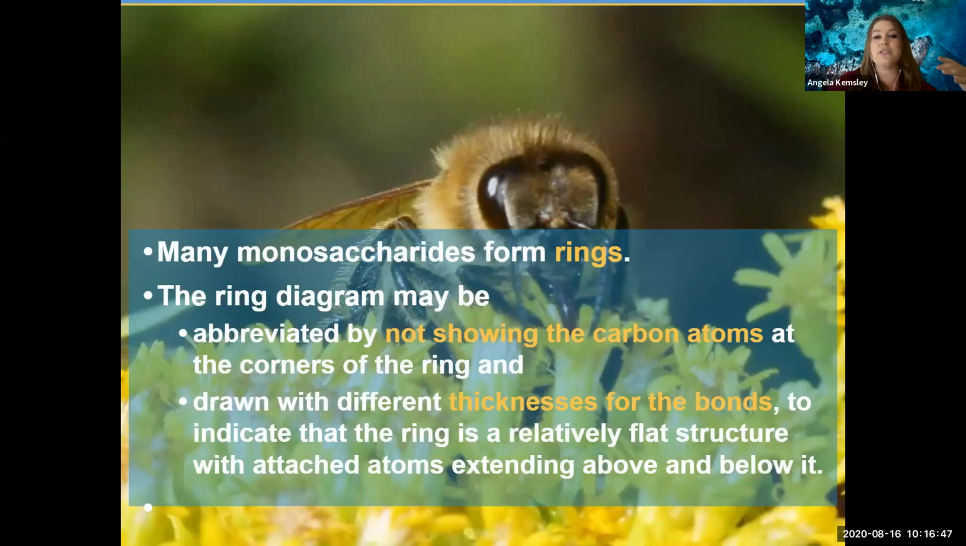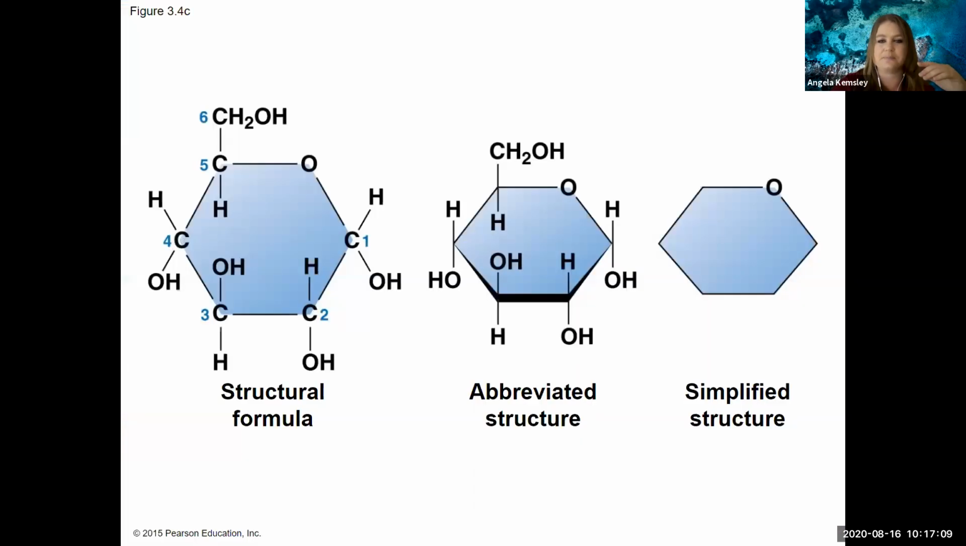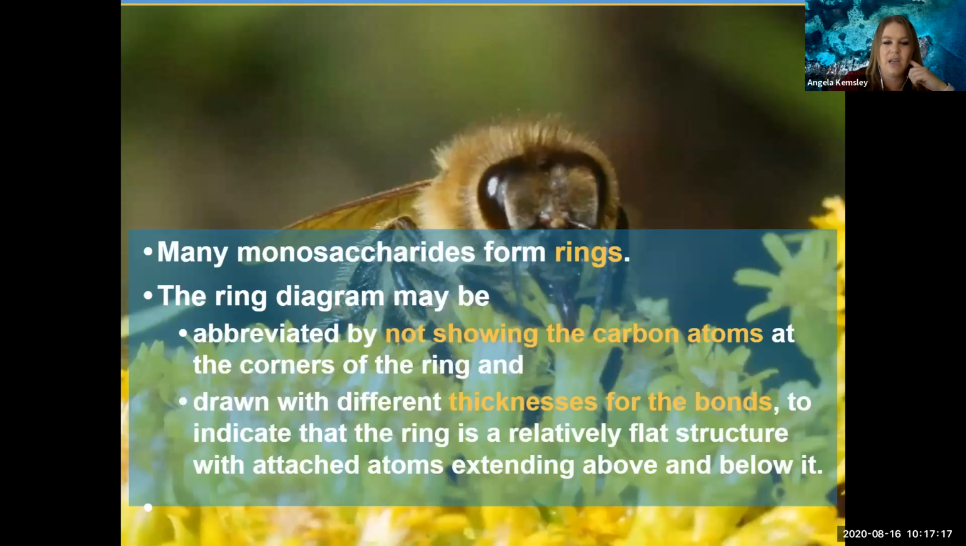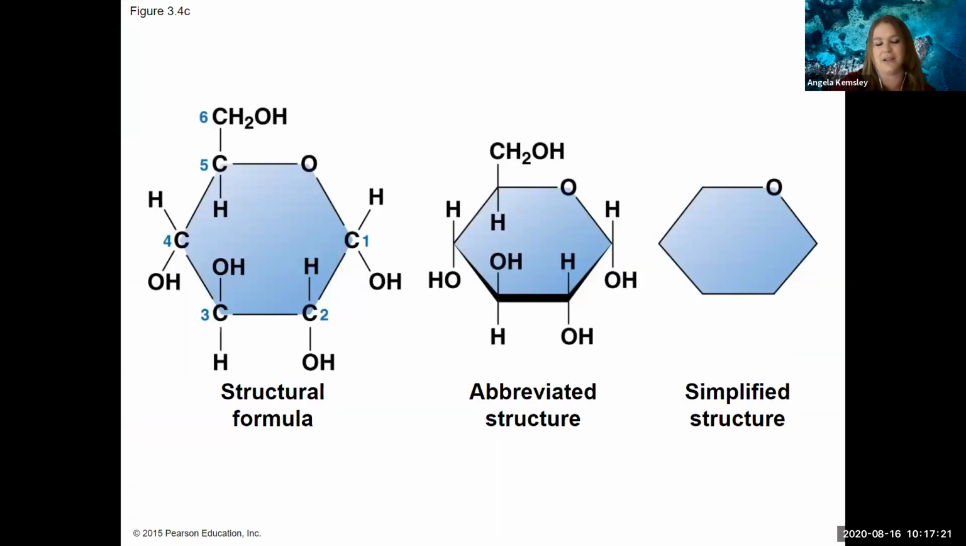Many monosaccharides form the rings that we were looking at earlier. And remember that the ring diagram can be abbreviated. Whenever there's a point, we assume there's a carbon there at the corner of the ring. They can also be drawn with different thicknesses for the bonds. Just one line means single bond, 2 lines means double bond. And we can also shade in, notice here on the abbreviated structure, it's a little bit darker. If we make it a little darker, that means that there's more bonds.